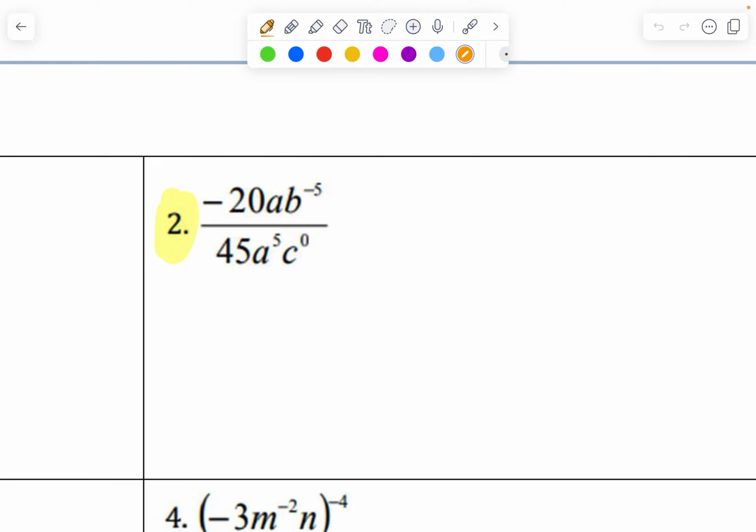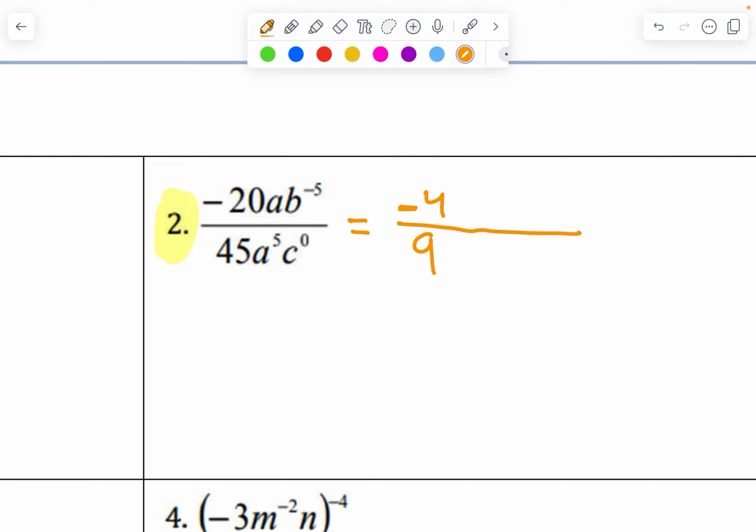Okay, so the first thing I'm always going to do is try to simplify the coefficients in front. I'm going to ask myself, can I simplify the fraction of negative 20 over 45? Is there a number I can divide both of those values by? And yeah, I can. I can divide both those numbers by 5, actually. I can divide negative 20 by 5, get negative 4. And I can divide 45 by 5 and get 9. So the fraction in the front simplifies to negative 4 over 9.